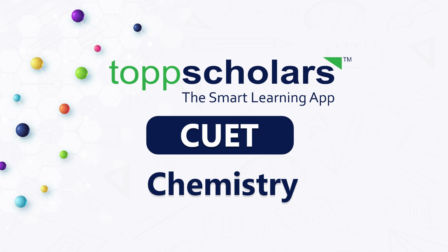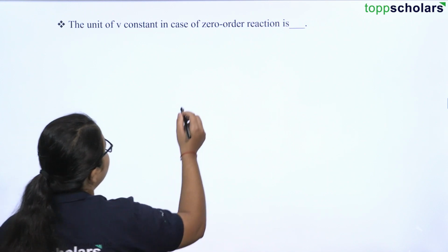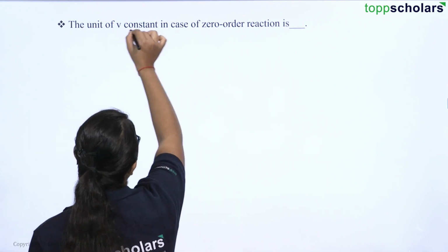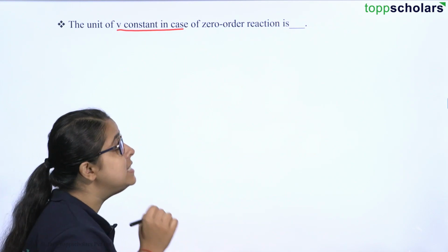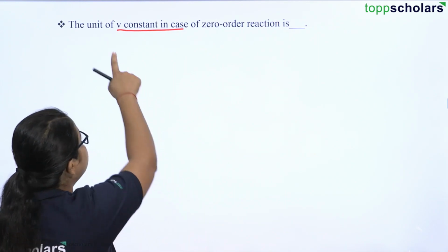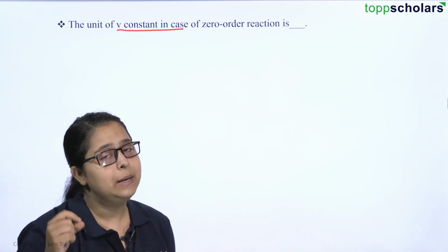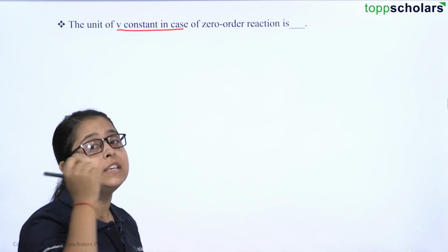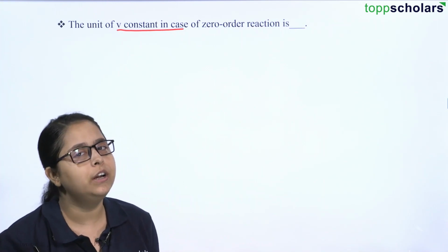So let's begin. First question we are having is a fill in the blank type of question. The question says the unit of V constant in case of zero order reaction is dash. Okay, so over here this V is standing for velocity. Basically, you are being asked about the velocity constant's unit in zero order reaction.